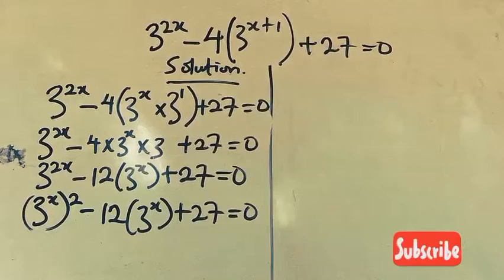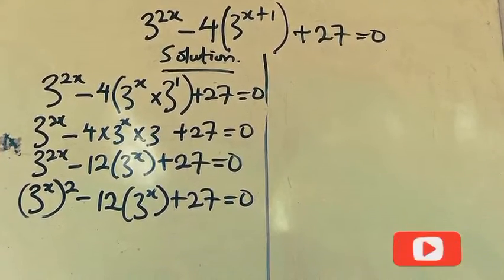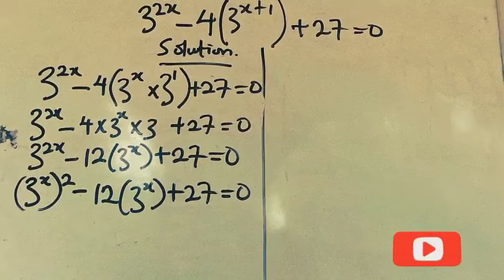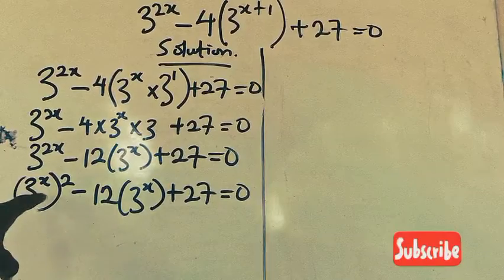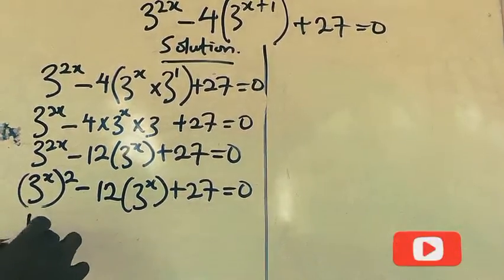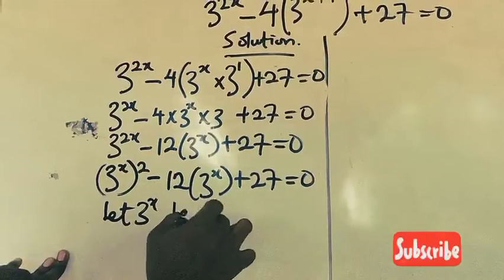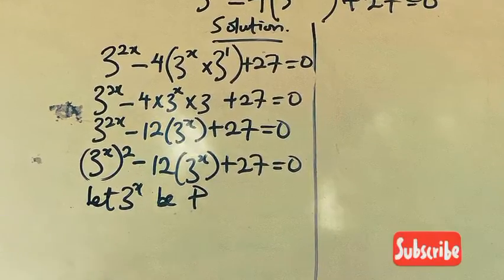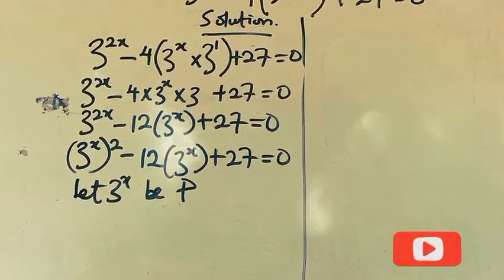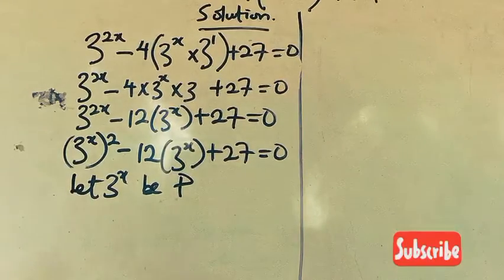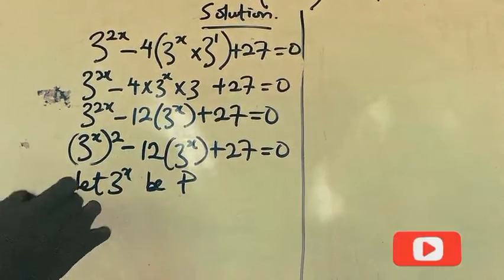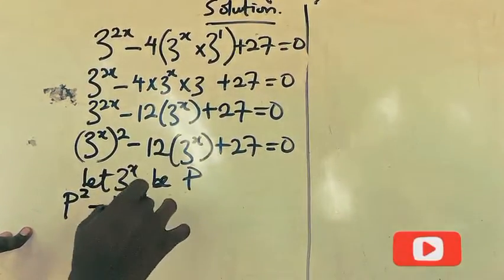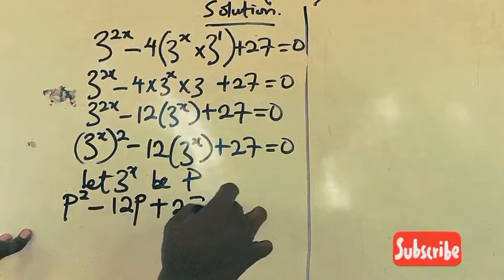So the next thing I'm going to do is to represent that 3 raised to the power x with a letter. I'm going to use a letter to represent 3 raised to the power x. So instead of me having 3 raised to the power x, I will say let 3 raised to the power x be p. Let me use the letter p in representing my 3 raised to the power x. So wherever I'm having 3 raised to the power x, I'm going to write p instead. So this is 3 raised to the power x, I will write p. So this is p squared minus 12. This is 3 raised to the power x, I also write p plus 27 is equal to 0.